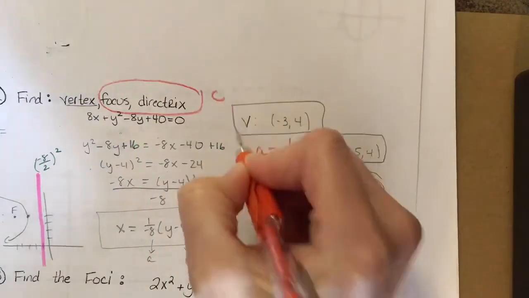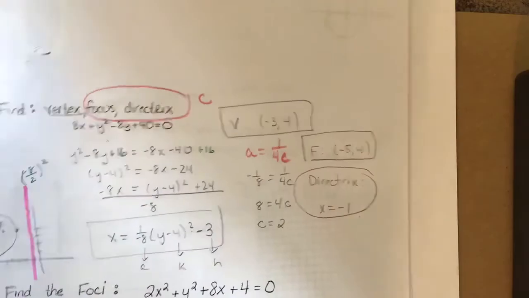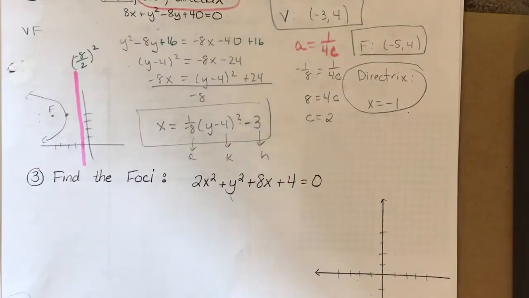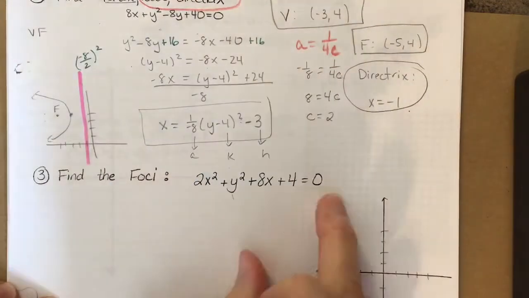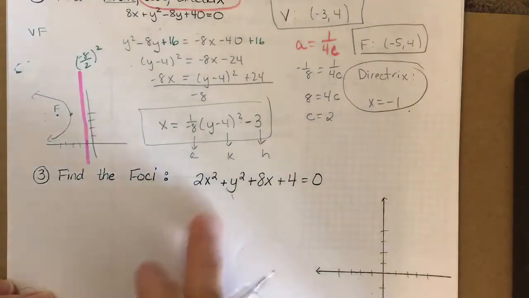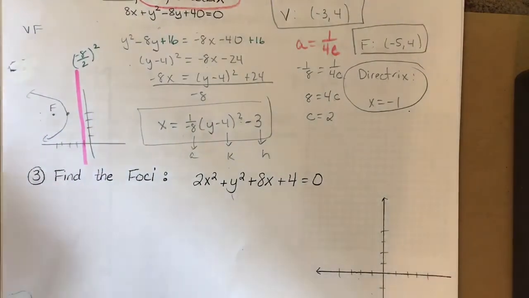Parabolas. Next one, not a parabola. What is this going to be? Find the foci. Could be hyperbola, could be ellipse, but I see all plus. So this is an ellipse. All right, let's find the foci. Got to get it in standard form.